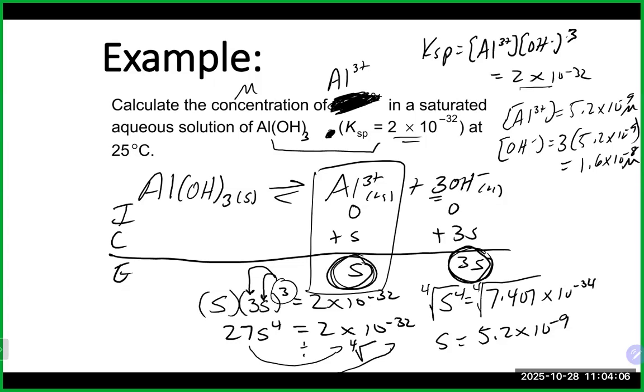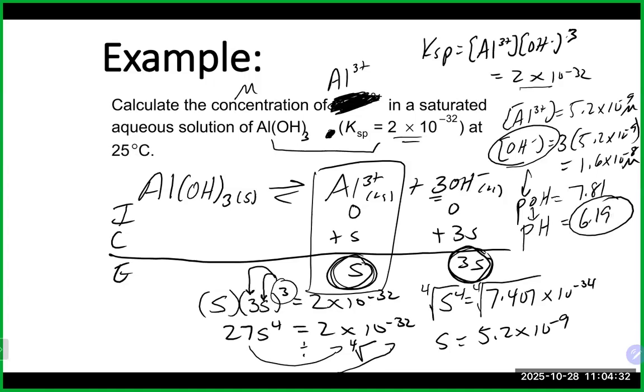First off, any questions on that there? By the way, if we were curious about the pH of this solution, we could also figure that out, because now we have the hydroxide. That would allow us to get to the pOH, which I think is like 7.81. Then you can get to the pH after that, which in this case means this solution is hanging out around a pH of 6.19.